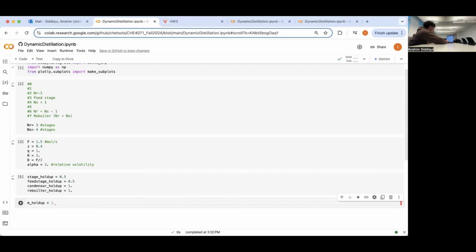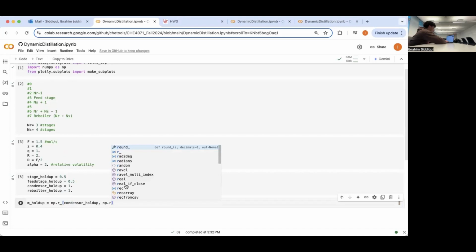But our M_holdup is going to be np.r, and we're looking essentially at all of our stages. We're going to start with our condenser. Always start with our condenser. So starting with our condenser holdup, this will be where we start initially.